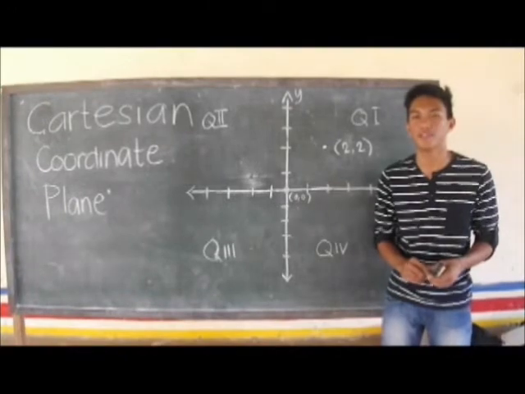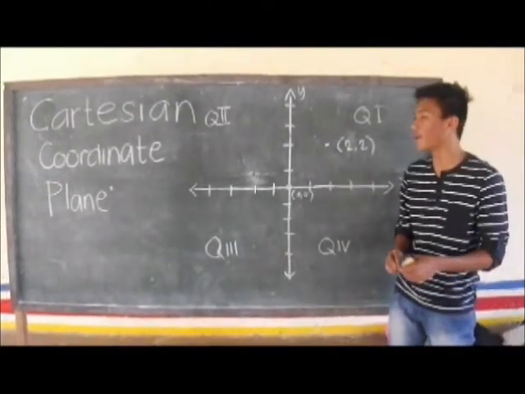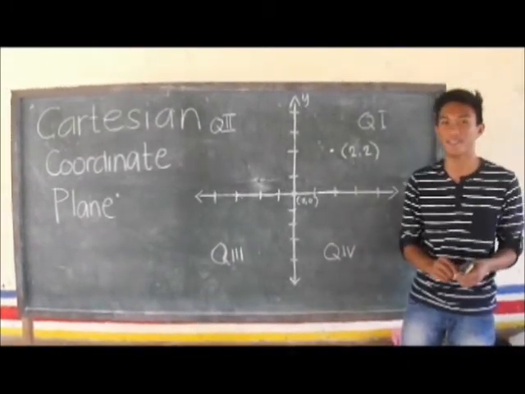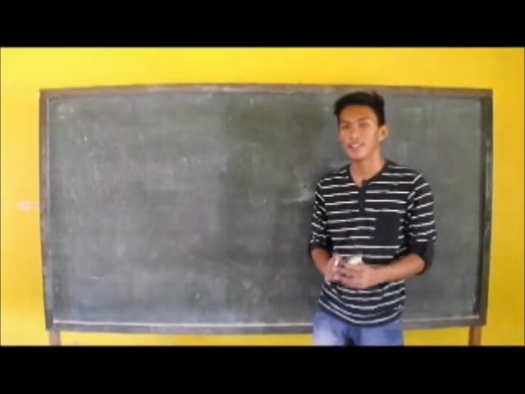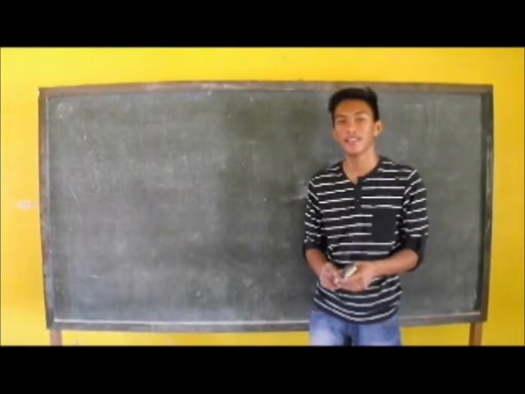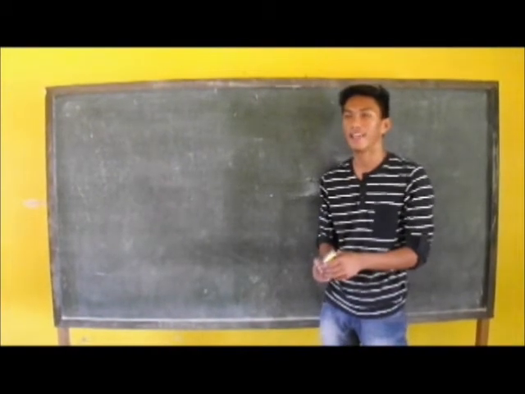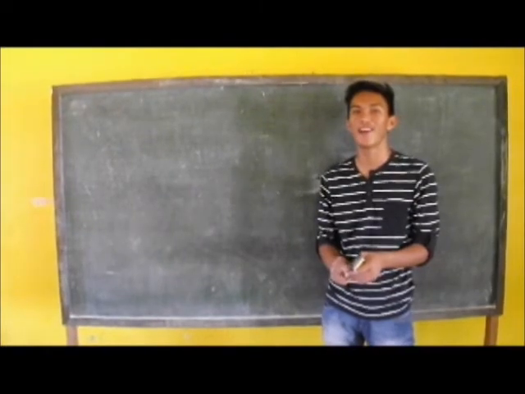Good day guys! This is a tutorial about the 7 basic parts of the Cartesian coordinate plane and how to plot points in the Cartesian coordinate plane. The Cartesian coordinate plane is a plane where coordinate points are plotted, and it was introduced by the famous French mathematician René Descartes.